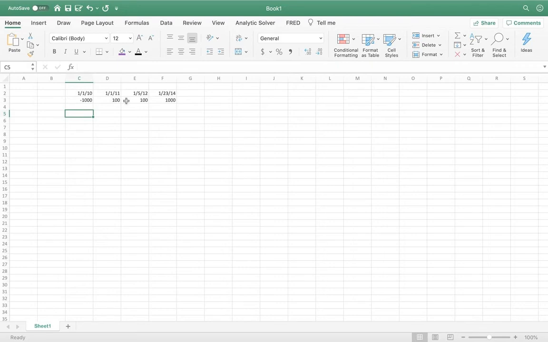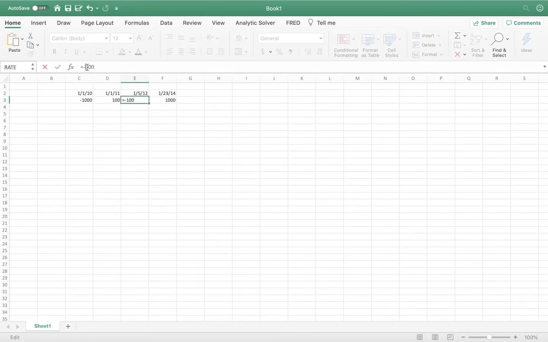Now there could be a number of initial investments. It could be like that. There could be two investments and two returns. In that case, our IRR will be a negative percent, of course.